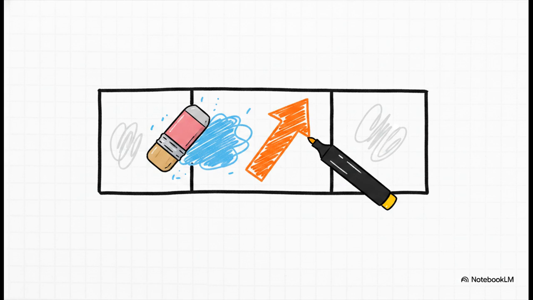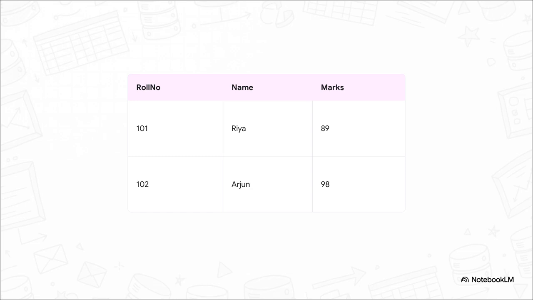So we use the update command. We write, UPDATE students SET marks = 98 WHERE roll_no = 102. We specify the table, we tell it to set the new value, and we use our trusty where clause as a safety net, so we only update Arjun and not accidentally the entire class. As a result, Arjun's marks have successfully changed from 95 to 98, while Ria's stayed exactly the same.